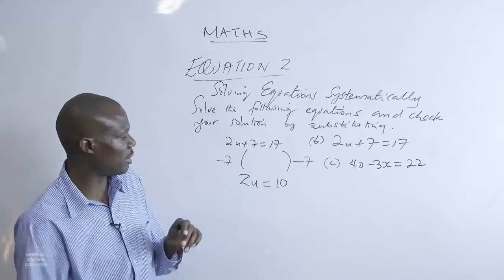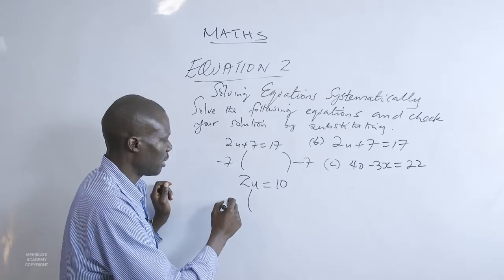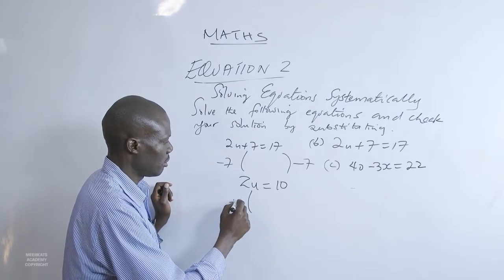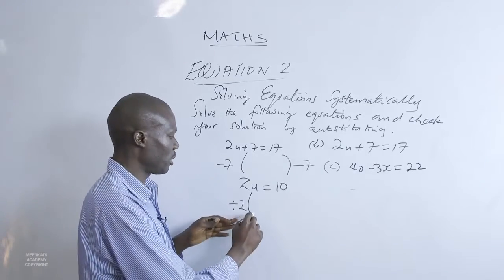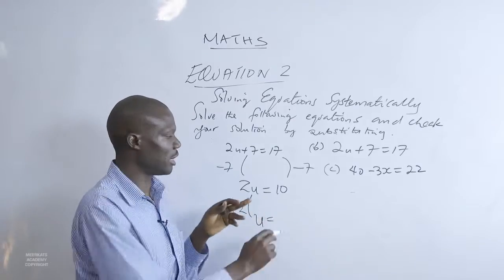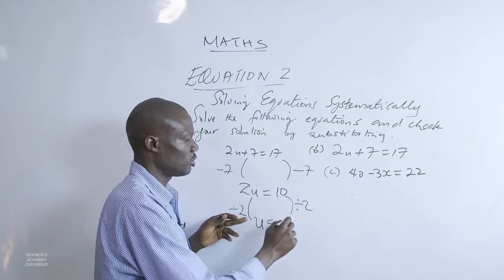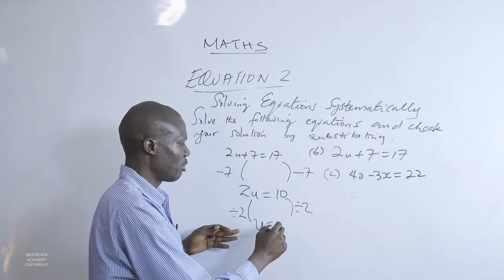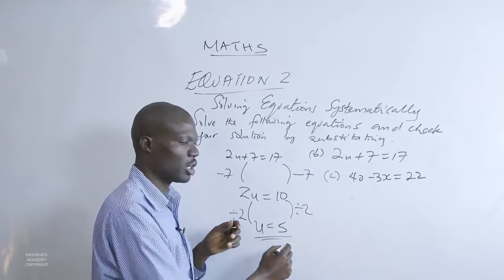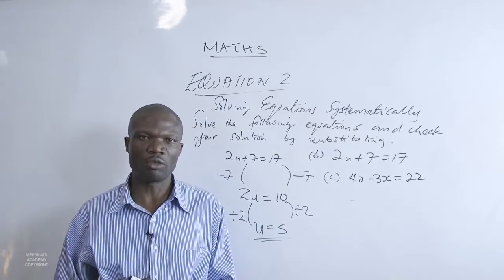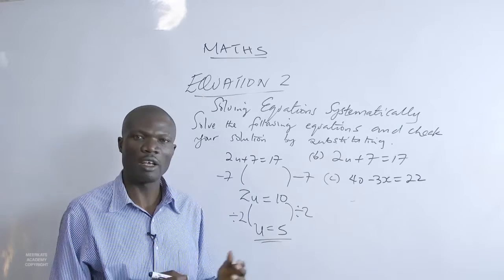Then the next step, you divide here by 2 so that you remain with u. And on the other side, you divide by 2 so that you remain with 5. So our solution is telling us that the value of u in this equation is 5.